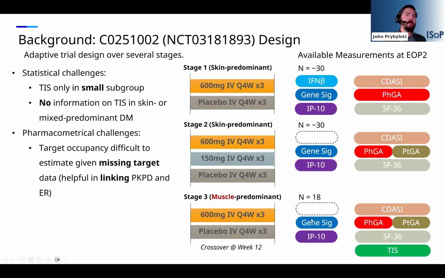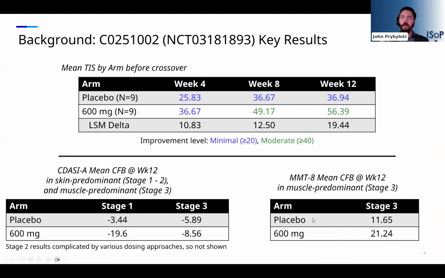But then what are the key results that we are working with, which of course have their own challenges associated with them. So all of these are from the clinicaltrials.gov key results. So you can check there and confirm. But so for stage 3, we had the mean TIS per arm at various weeks along the process.